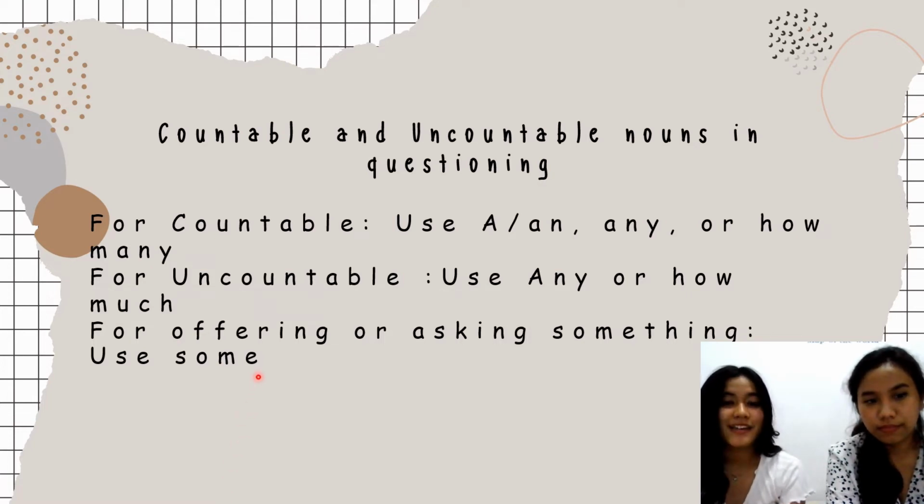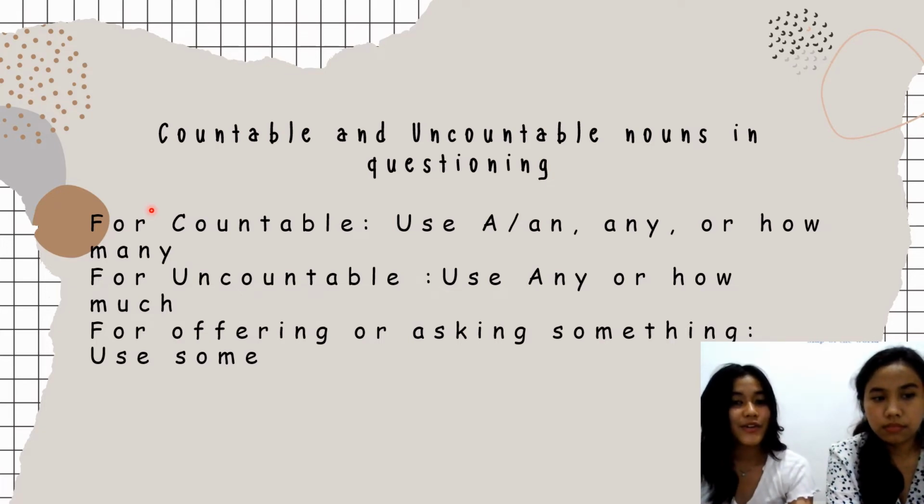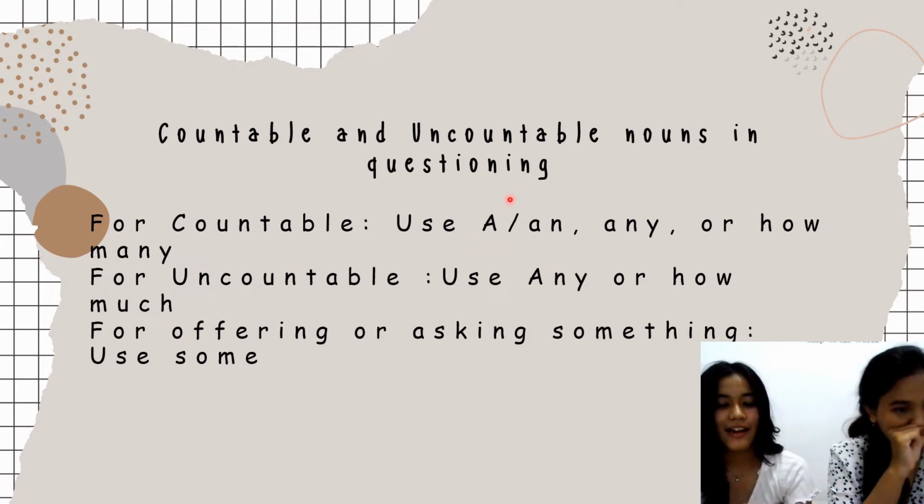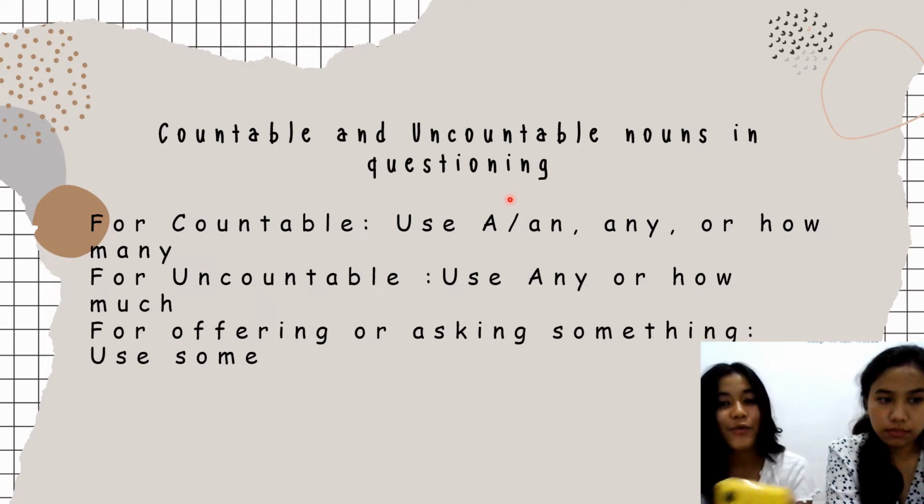In questions, we use a or an, any, or how many for countable nouns. For example, is there an email? Is there an email address to write to? We use an. The second example, are there any chairs? We use any. The last, how many chairs are there?